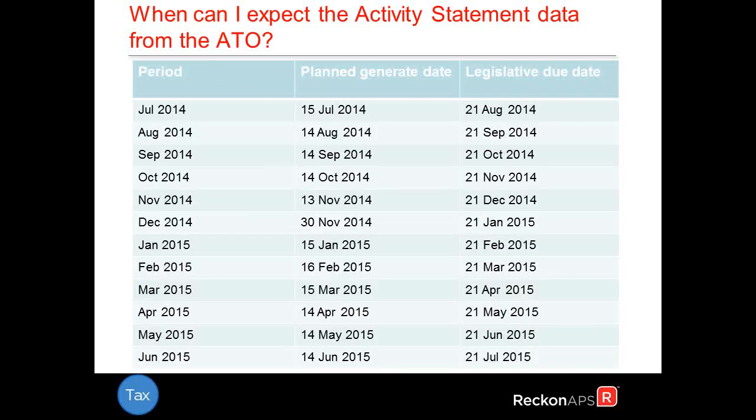The next screenshot shows you your monthly, okay, and the expected date. So ideally, 7 days from the legislative due date is when you would expect to have those activity statement documents well and truly within the office, or they should have been received by the client. If the client or the practice has not received the activity statements within the 7-day time frame from the planned generate date, then you would need to get in touch with the ATO.